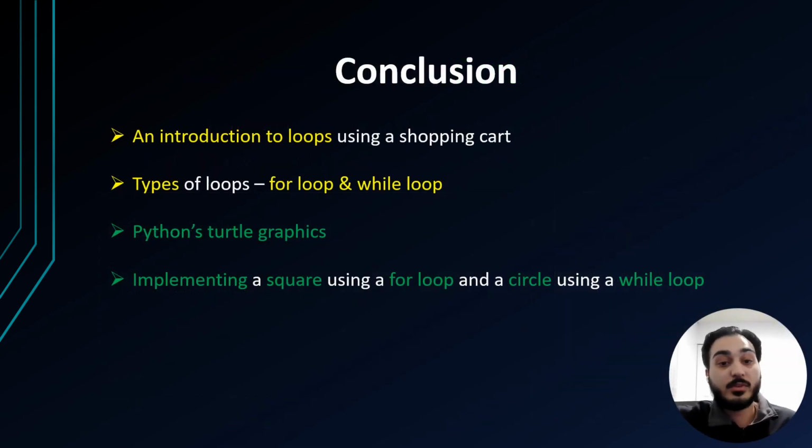In conclusion, we discussed loops using a basic example with the shopping cart. We discussed the types of loops being for loop and while loop. We then discussed turtle graphics and then implemented our for loop and while loop to create a square and a circle respectively.